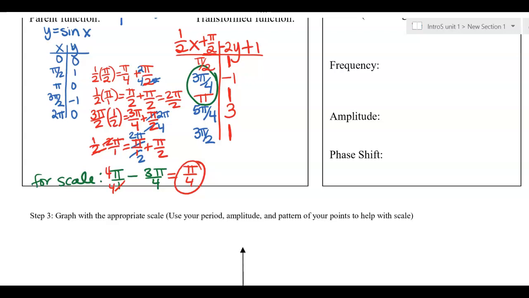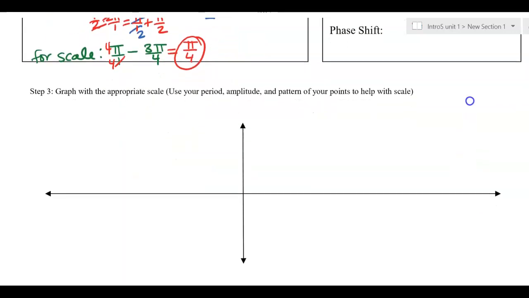So I'm going to scale my graph by pi over 4s. That means every time I make a tick mark, I'm going to count it as a pi over 4. And then hopefully I should see these numbers show up in there where I can graph points along there. It should make my life easier. Okay, so let's go ahead and try that.